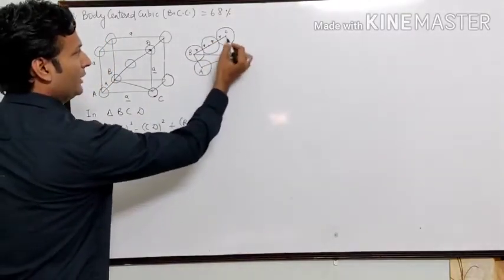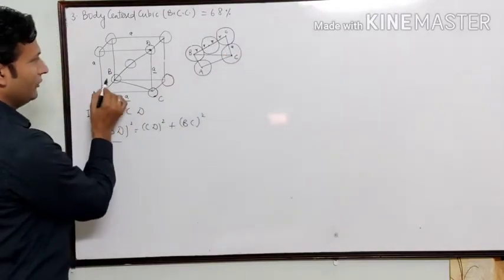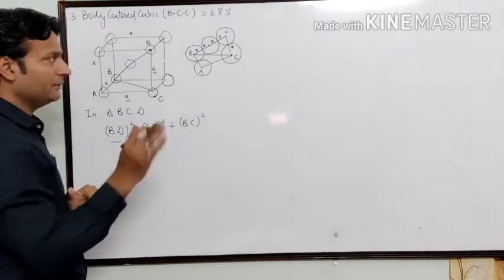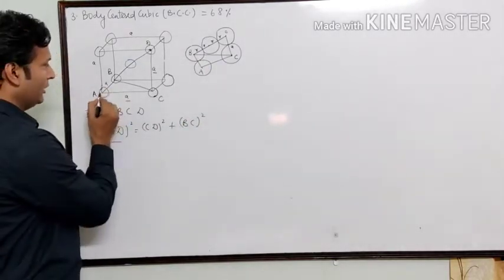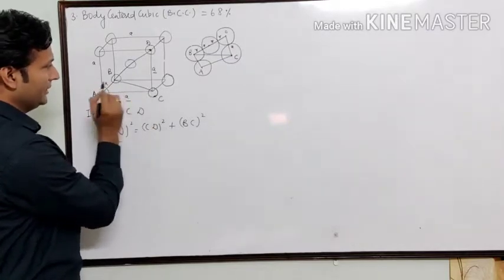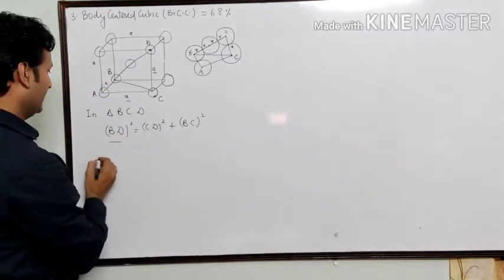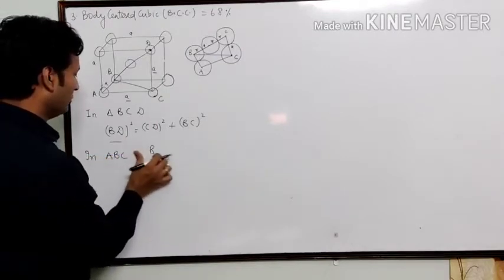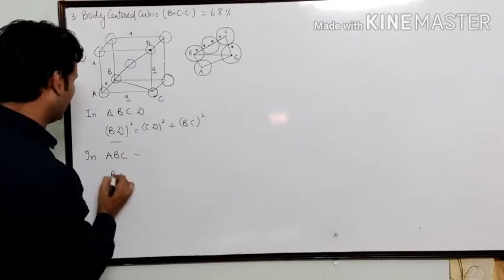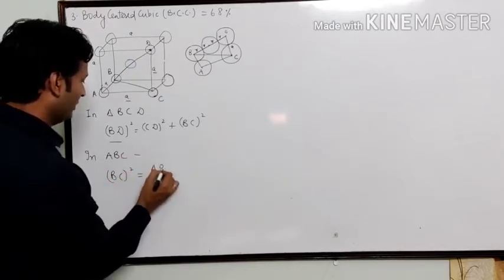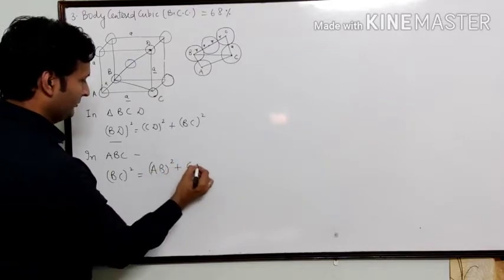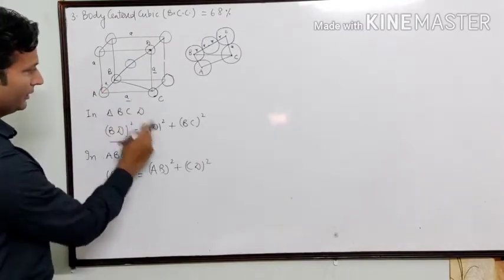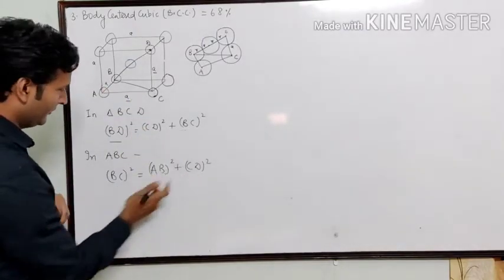Okay, C to D is edge length A. But we have no idea about B to C, what B to C is, we cannot calculate it, therefore we have to use one more triangle. Now according to triangle ABC, it is clearly seen that in triangle ABC, according to Pythagoras equation, BC square is equal to AB square plus AC square.